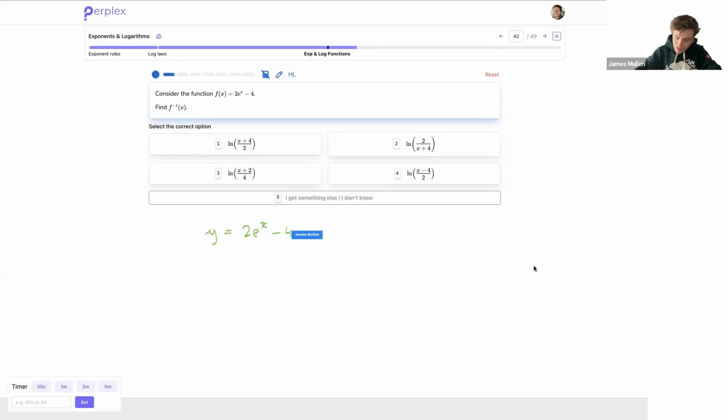And to find an inverse function, I swap the x and y. So I'm going to write x is equal to 2e to the y minus 4. And now I'm trying to isolate y. So how do I do that? I add 4 to both sides. 2e to the y is equal to x plus 4.